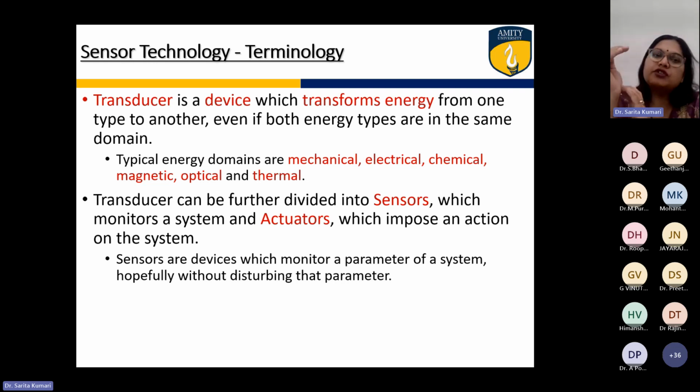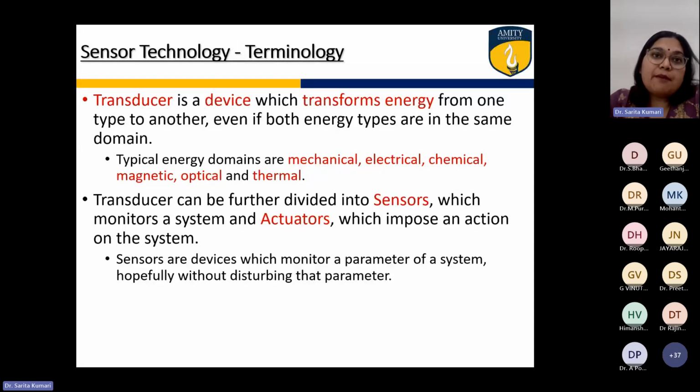Now what happens when the pressure is applied? This C shape will try to straighten, right? So now what happens here is this pressure is being converted into displacement. On this side, if I am connecting any displacement sensor, it will measure the change in pressure as displacement. So this is the example of a primary transducer.